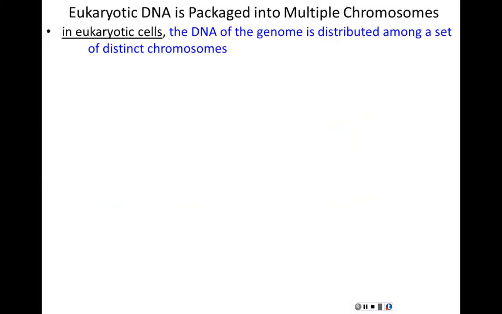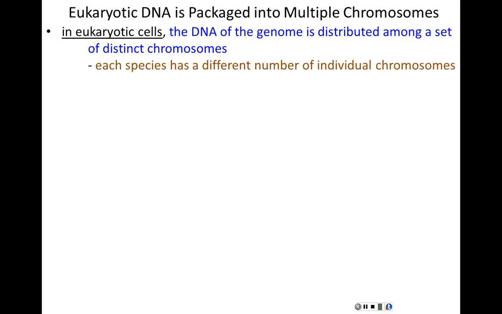So in eukaryotic cells, the DNA of the genome is distributed among many different chromosomes. Eukaryotic cells have numerous linear chromosomes, and different species of eukaryotes have different numbers of chromosomes. And so species have a pretty unique chromosome number, and it is stable in that species.